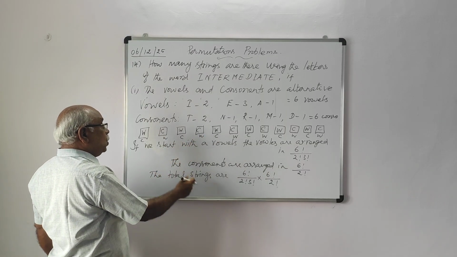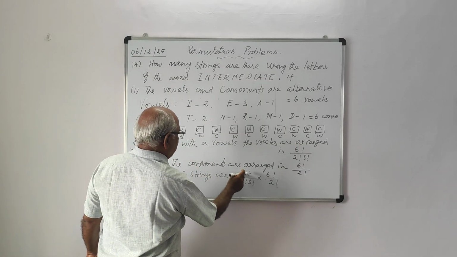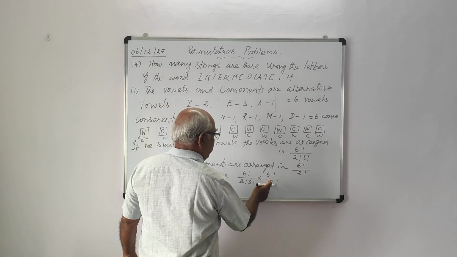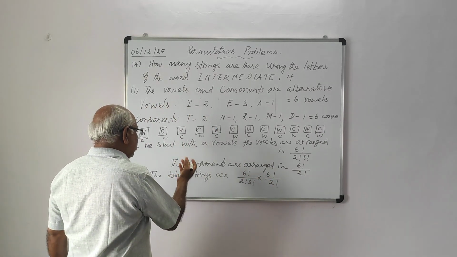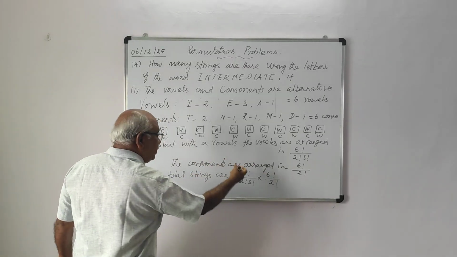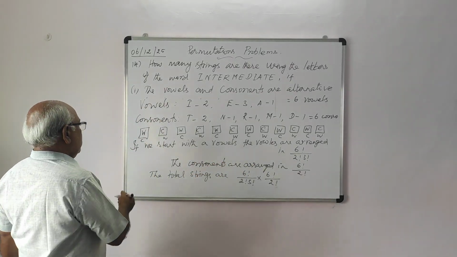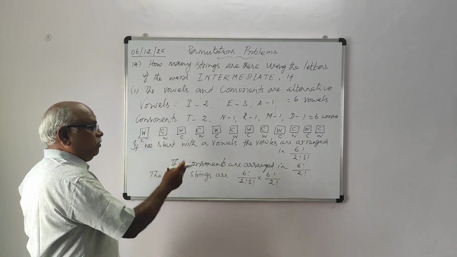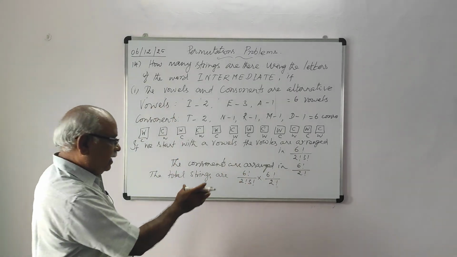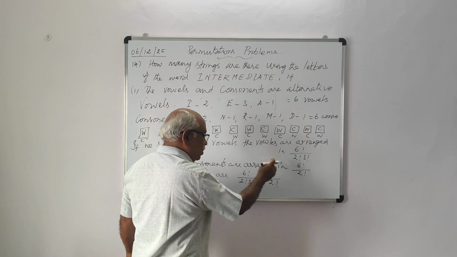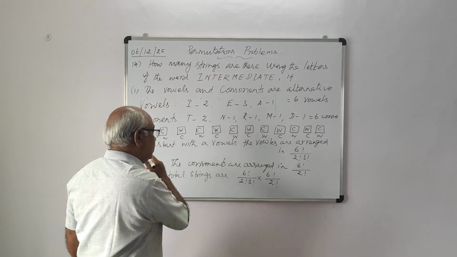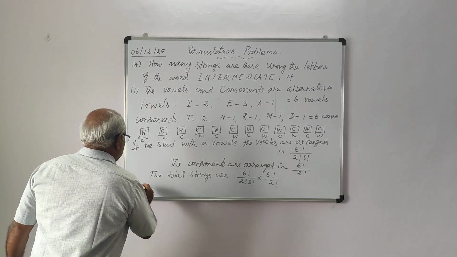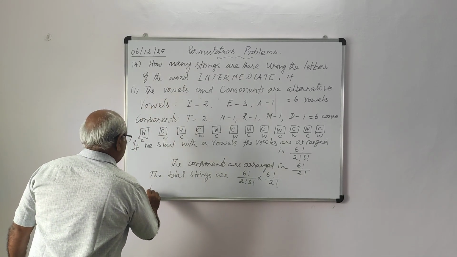In this case also, the vowels give 6 factorial by 2 factorial into 3 factorial, and the consonants give 6 factorial by 2 factorial. If you start with the consonants, the same factors should be repeated. Therefore, we have to multiply it twice. The same factor should be multiplied once again, because if you start with the consonant, the same factors are available.